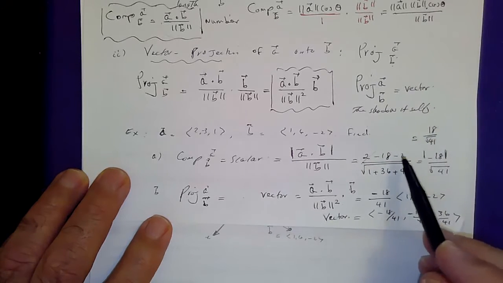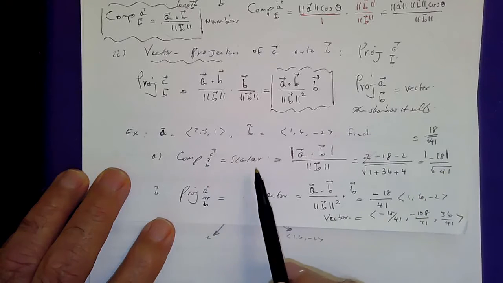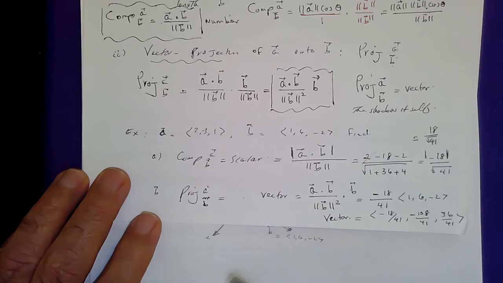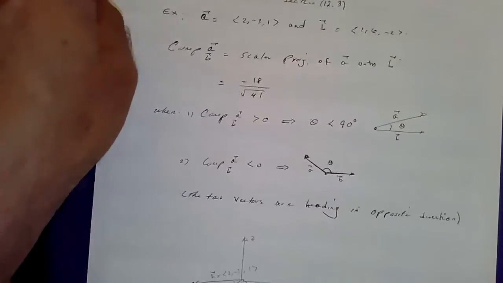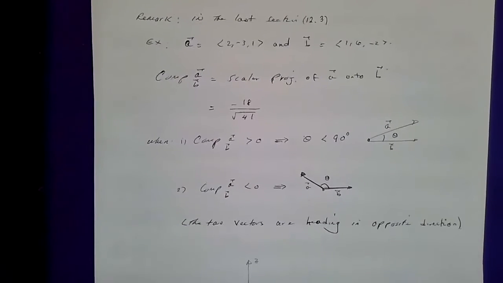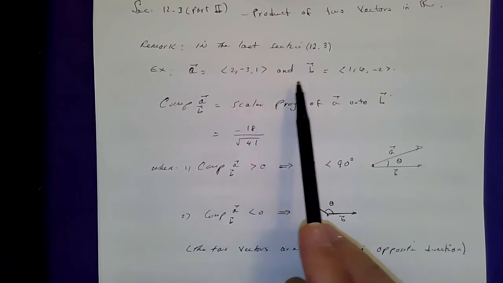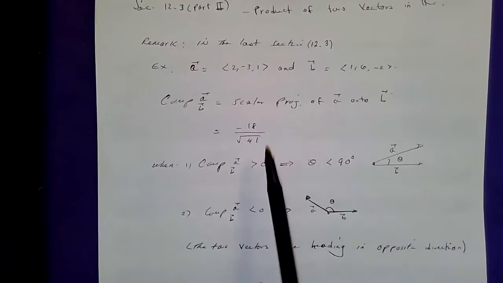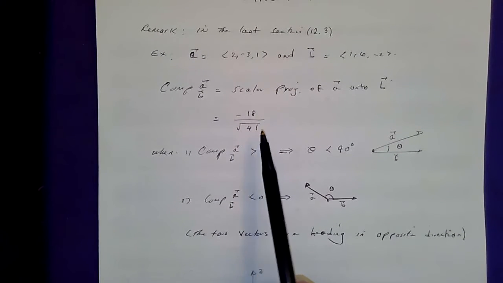But the question is, when I come up with a negative number for a scalar projection, geometrically, what does that mean? Well, it doesn't mean we made a mistake. I just forgot the absolute value bars around my final answer. Now I'm going to tell you what the geometric interpretation of this is. Remember, I came up with -18 over square root of 41, correct?